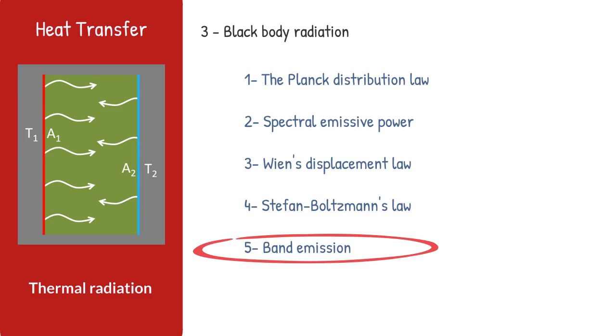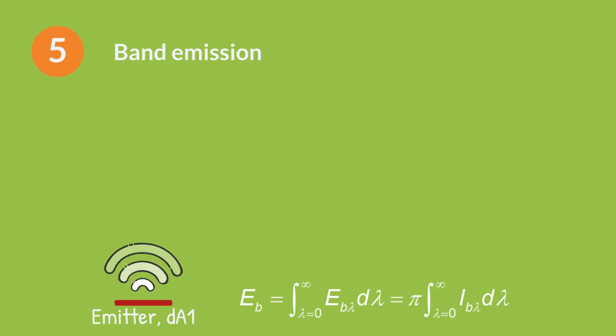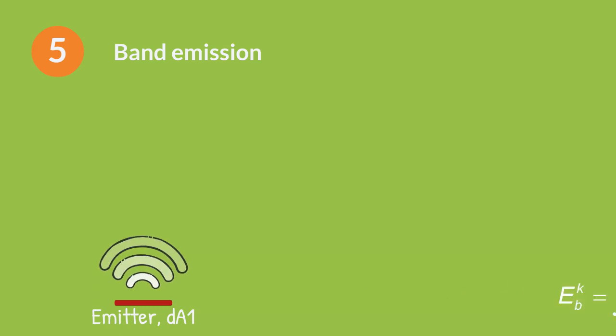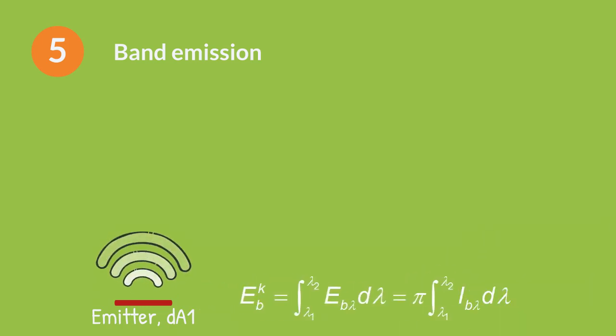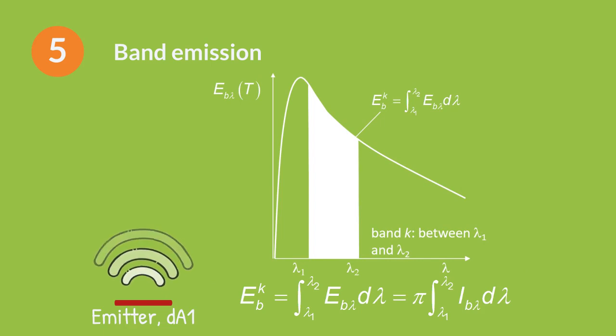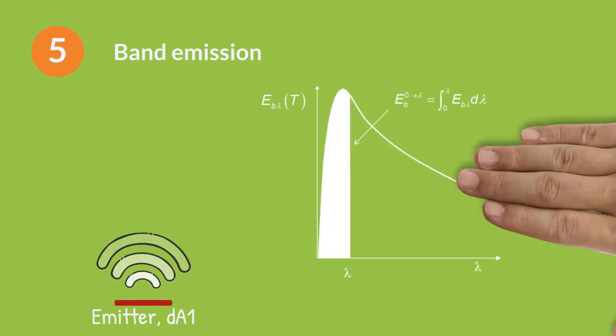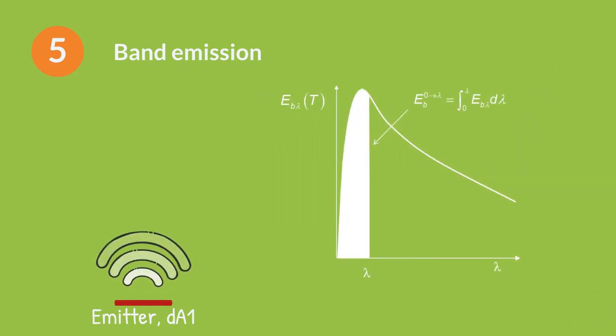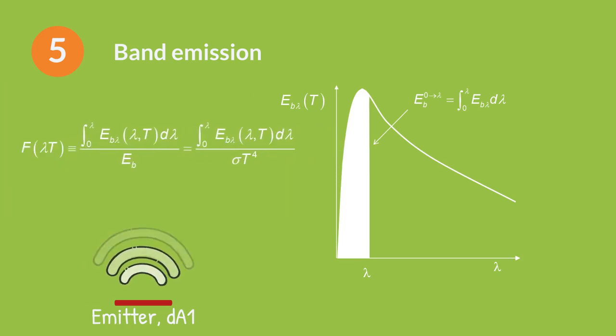Band emission. Emissive power of a black body in a band of the spectrum. If instead of integrating between 0 and infinity, we integrate between two wavelengths that define the start and end of a band of the spectrum, we obtain the emissive power in the band K defined between lambda 1 and lambda 2. To calculate it, we will first define the radiation function. We integrate the spectral emissive power between 0 and lambda. The radiation function is defined as the fraction of the emissive power between 0 and lambda and the total emissive power.